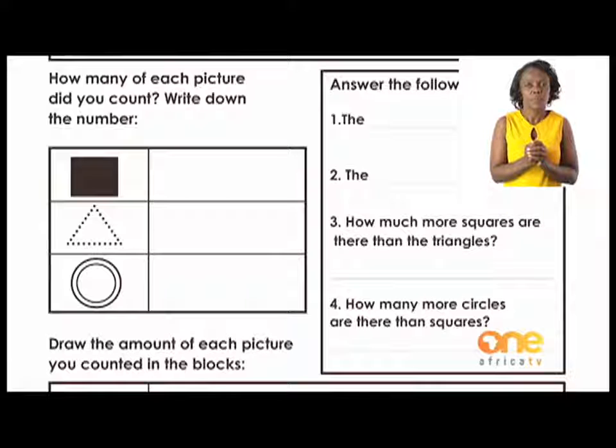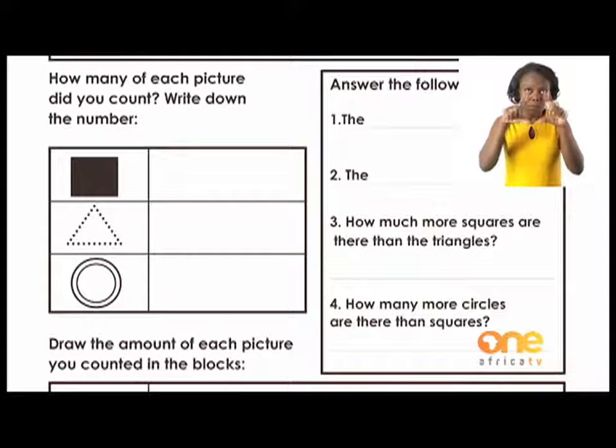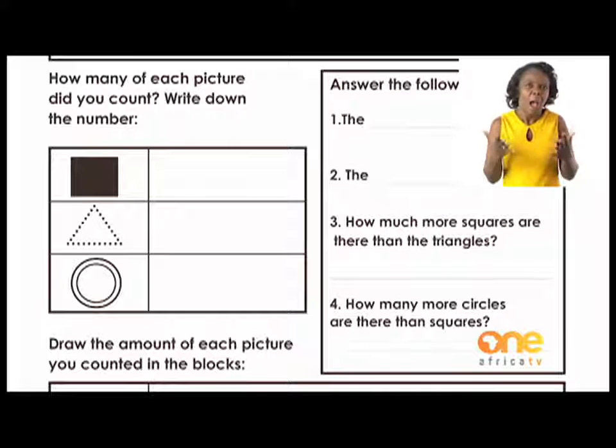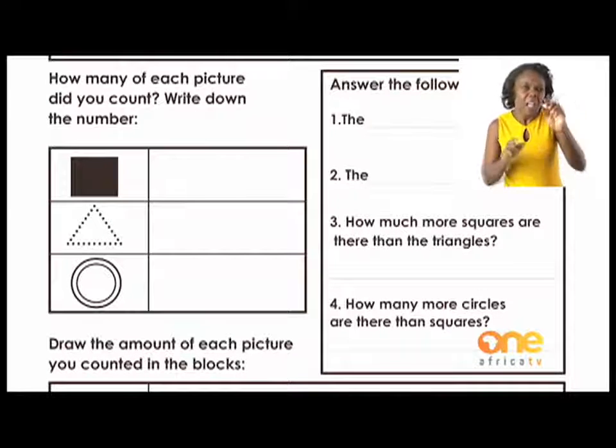All right. So you are going to be checking in the table there. You check in the table and you count those 3 different shapes that we are given there. How many squares did you count in there? You write your number on the right side of your table. How many triangles did you count? You count the number of triangles there in the block on top. You write the number. How many circles did you count?